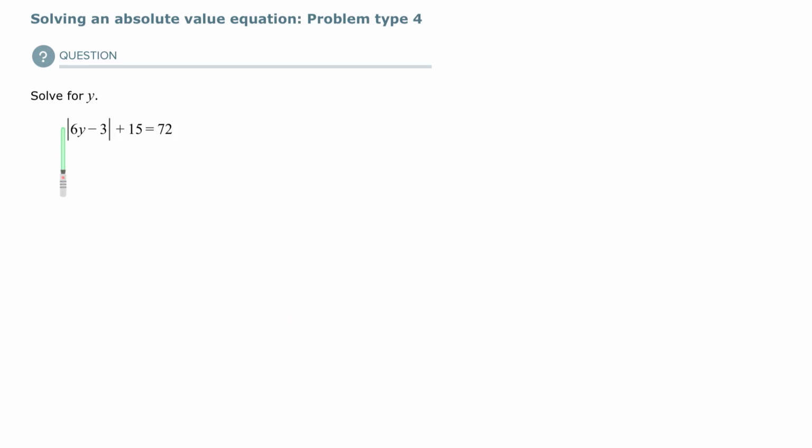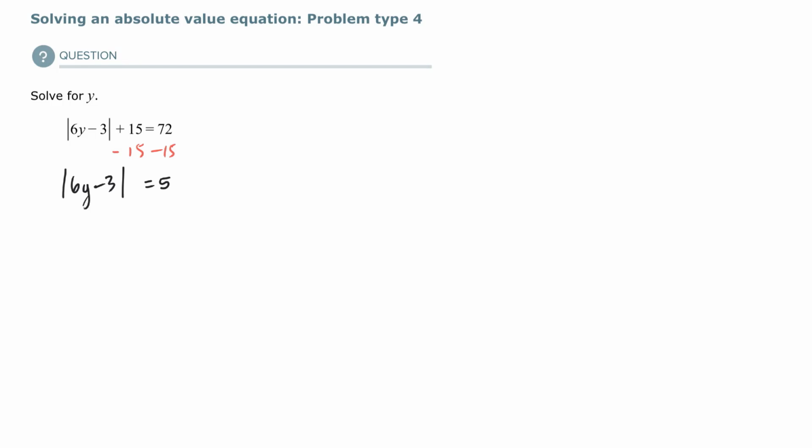Let's solve this equation with an absolute value. The key to solving any equation with an absolute value is isolate that absolute value. And typically we isolate it on the left side of the equation. Why don't we do what's instinctively natural? We would subtract 15 to both sides, and we get what? The absolute value of 6y minus 3 is now equal to what?